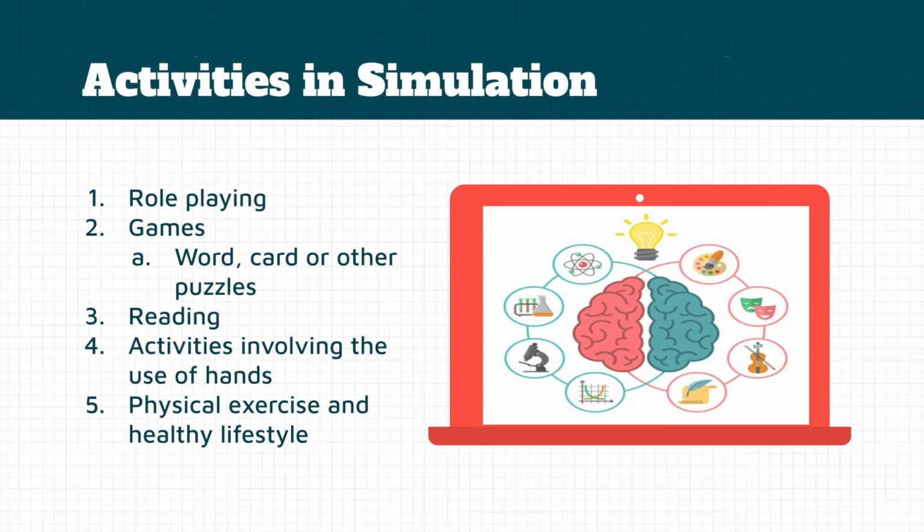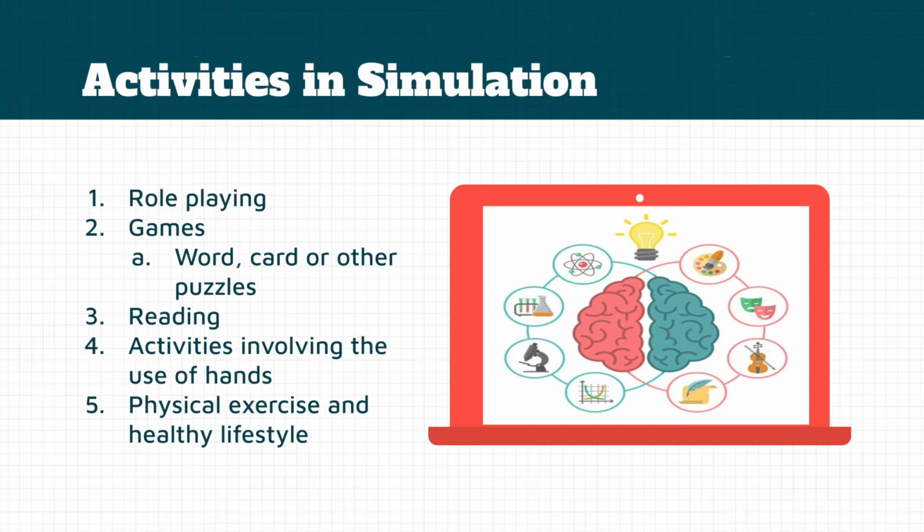There are various activities in simulation. First, role playing. Second, games. That includes board games, which serve as effective and fun ways to engage the mind. Card games stimulate parts of the brain responsible for logic, problem solving, and memory retention, along with other functions, or other kinds of puzzles. Third, reading. Fourth, activities involving the use of hands.